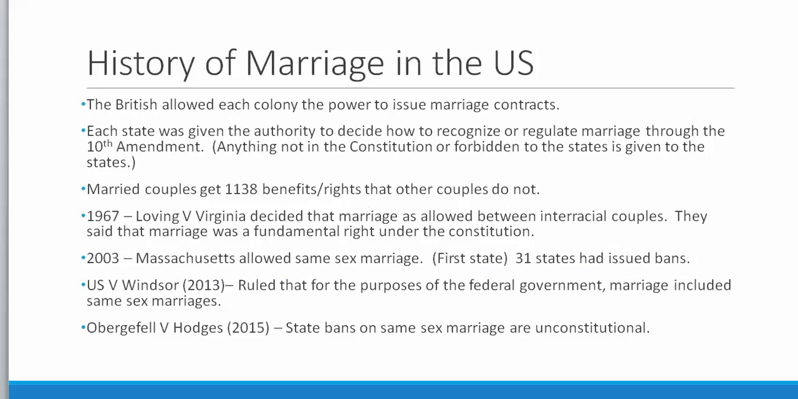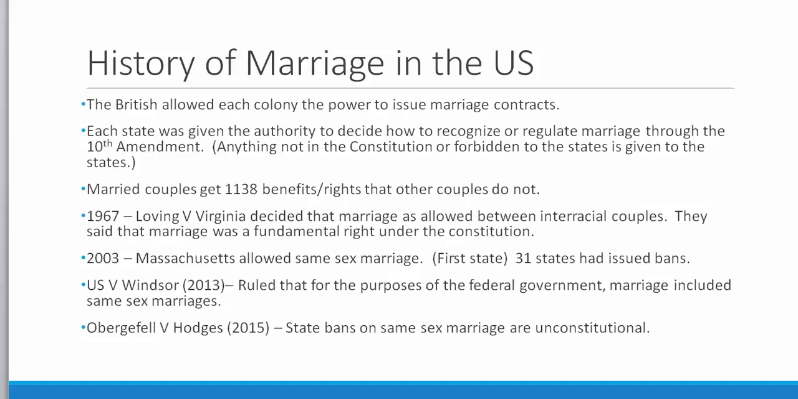Marriage in the United States has historically been a state issue. The British allowed each colony to issue marriage contracts on their own. So if you were getting married in the colonies, you didn't have to go back to England to get a marriage contract. You could just go to your colonial authority.